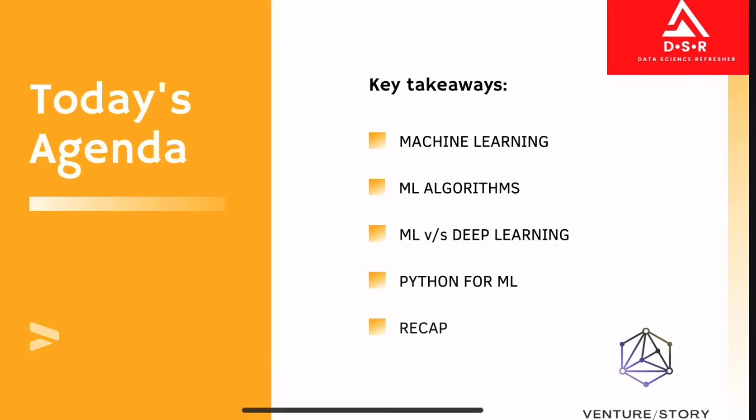So coming to today's agenda. Today we would be discussing what is machine learning. We would be discussing the various ML algorithms. We will also be going a little deeper into what we should expect when we do an actual machine learning course later in this series. We will also be discussing the differences between machine learning and deep learning. We would also be understanding why Python is important for machine learning, and then we'll be taking a recap. So this is lecture 6.